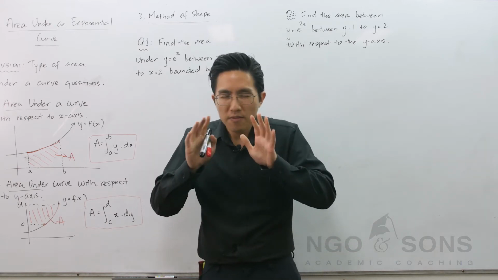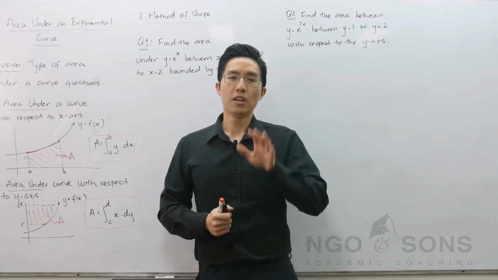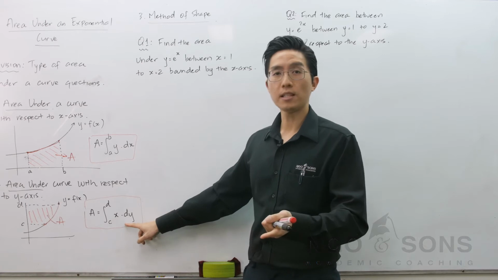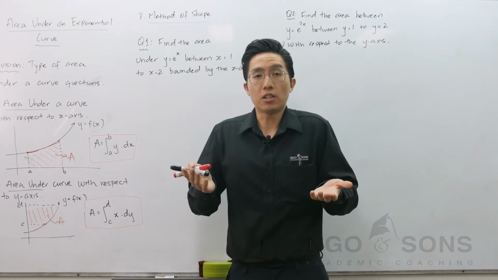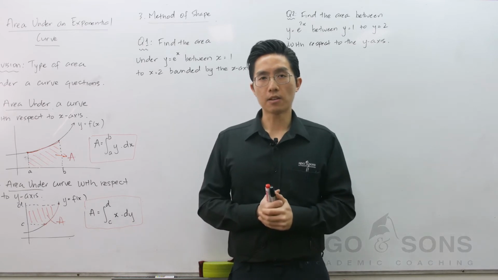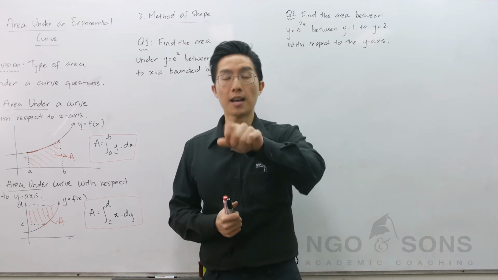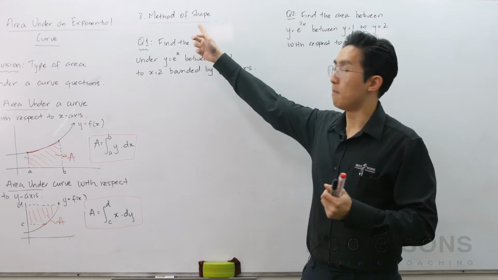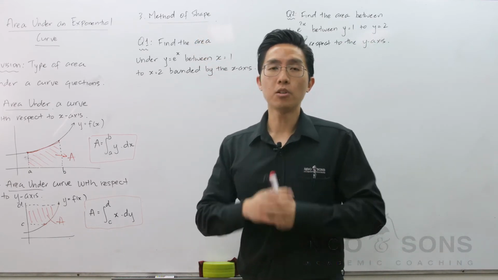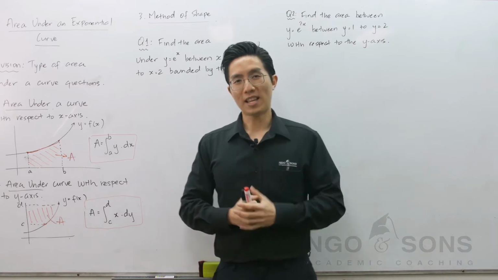However, in some very, very rare cases, we get questions where you try to use this formula, but for some reason you can't use it because you can't integrate it. If that case ever occurs, you need to think of the third type, which is called methods of shapes. It's hard for me to explain methods of shapes, so I'm going to show you through examples.